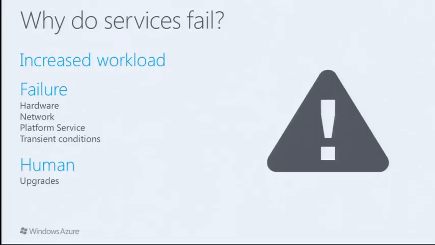Other is just general failure. Hardware fails, network issues, platform service isn't available. There are also some transient conditions that you have to deal with when you're working in a dynamic environment such as Windows Azure. And then finally there's good old human intervention. Sometimes we fail because we've touched it, we've done an upgrade, we've made a code change, we've deleted something accidentally.